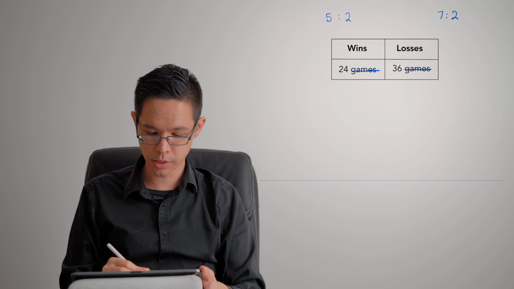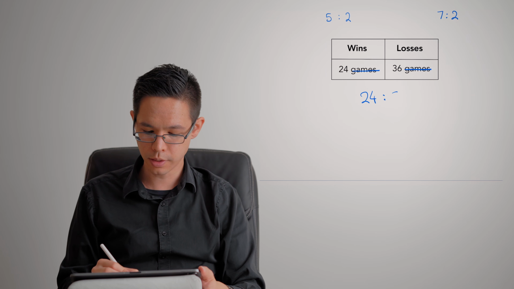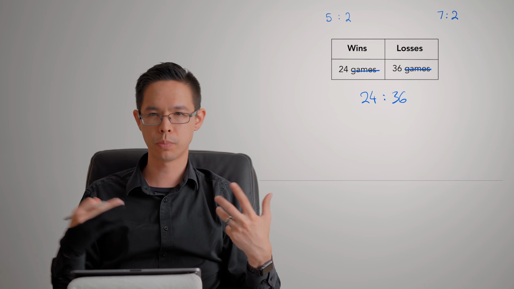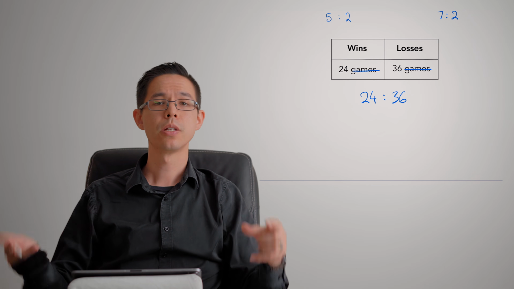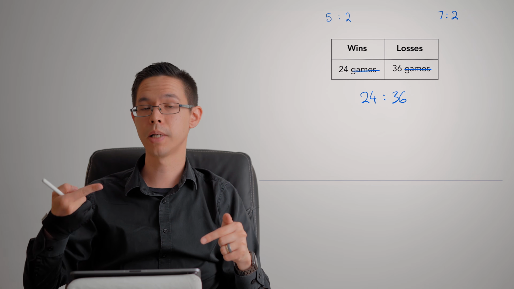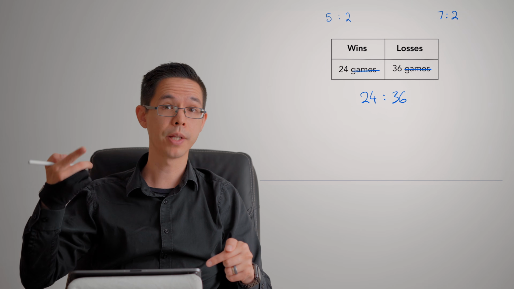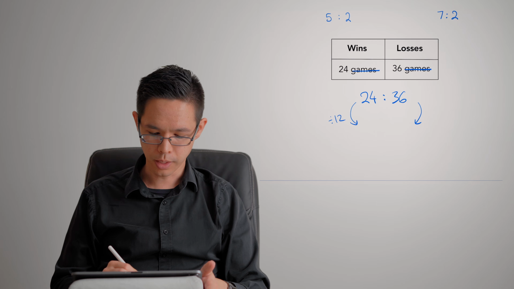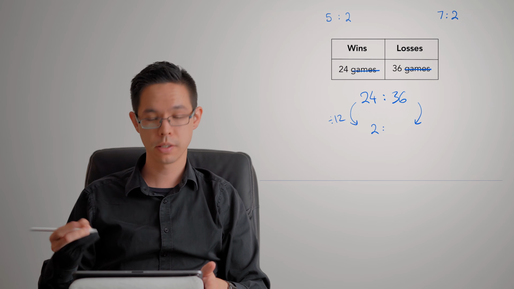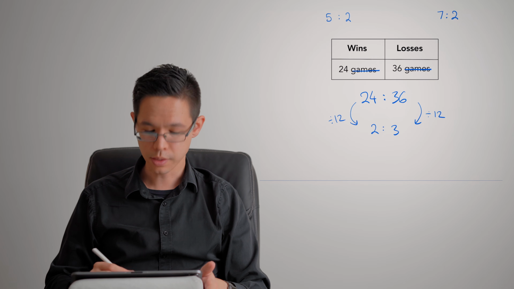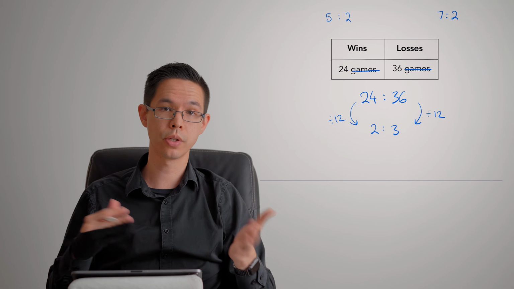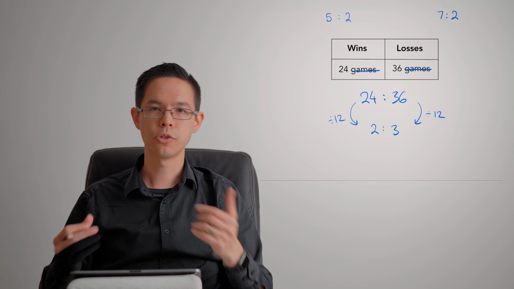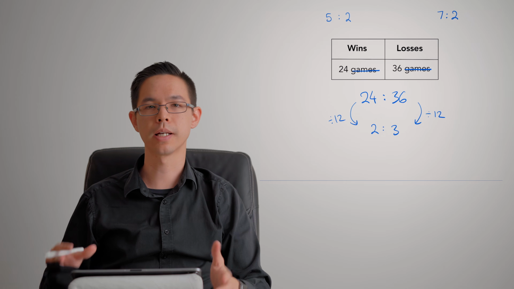We take the two numbers, so it's now 24 is to 36, but that's a bit big. We often understand ratios better when the numbers are as small as they can be. So let's simplify that by dividing them by the highest common factor we can. I can divide them both by 12. 24 divided by 12, we get 2. 36 divided by 12, I get 3. So the win to loss ratio is 2 to 3. And that's probably what you're seeing a lot of the time when you're looking at sports stats or competition analysis.